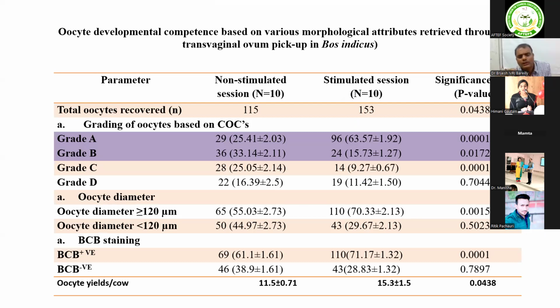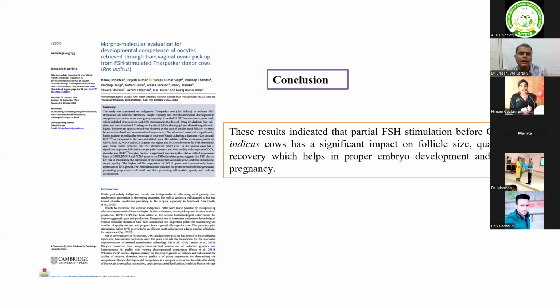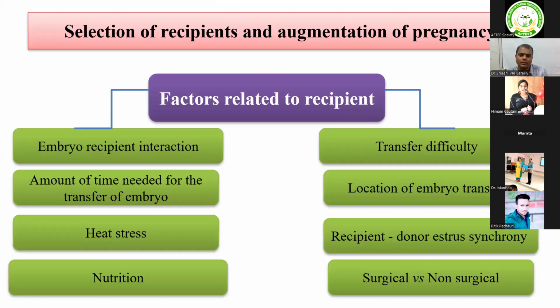So one comparison we did was whether stimulation is good or not. What we found is that stimulation, no doubt, is good because the genes related with oocyte growth and maturation are much more expressed as compared to the non-stimulated one. We published this in Zygote also. With stimulation you will get a uniform size of maturation as well as more blastocyst conversion.